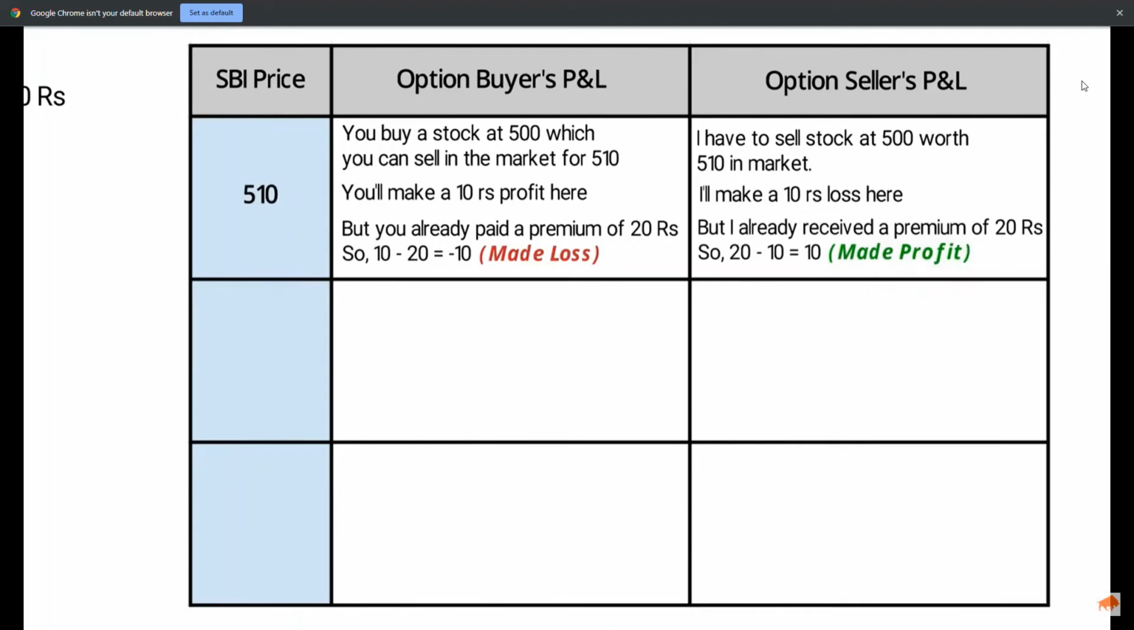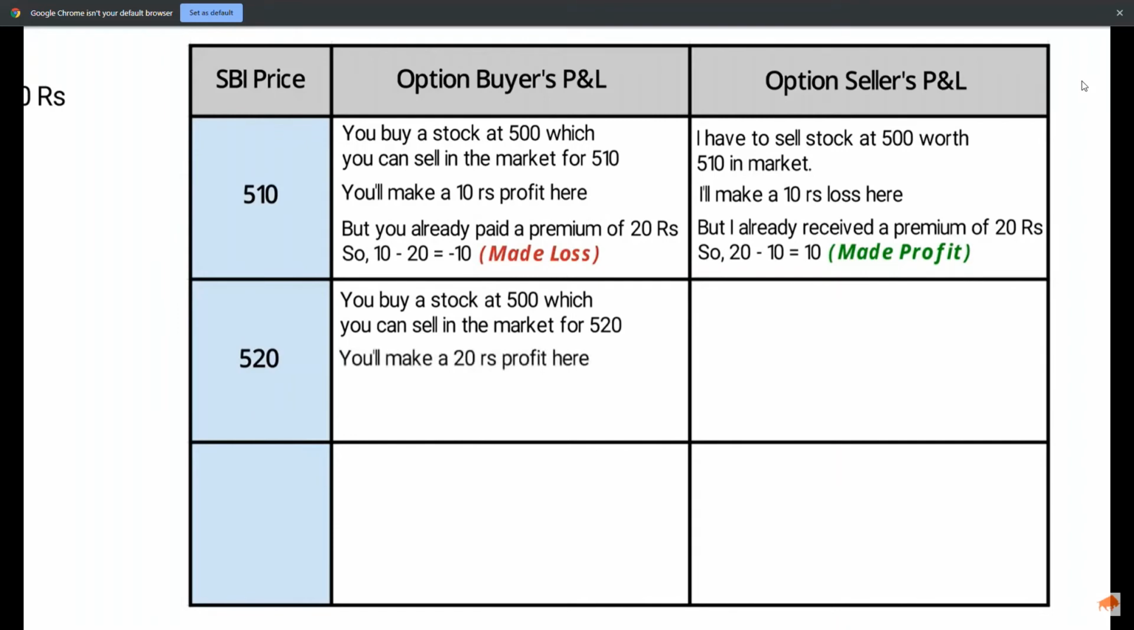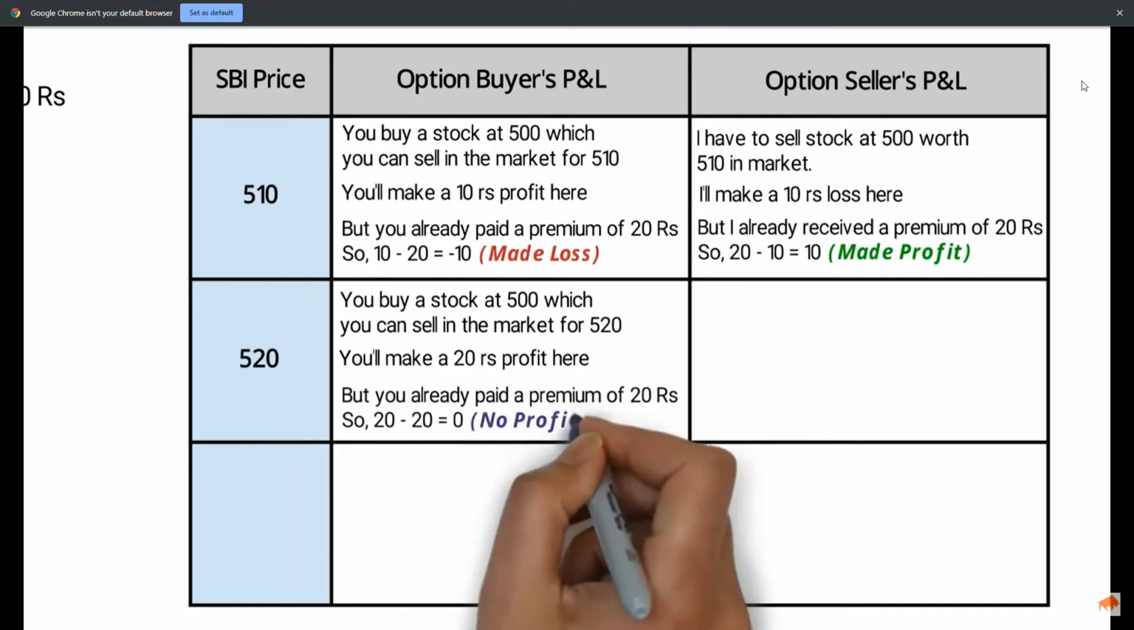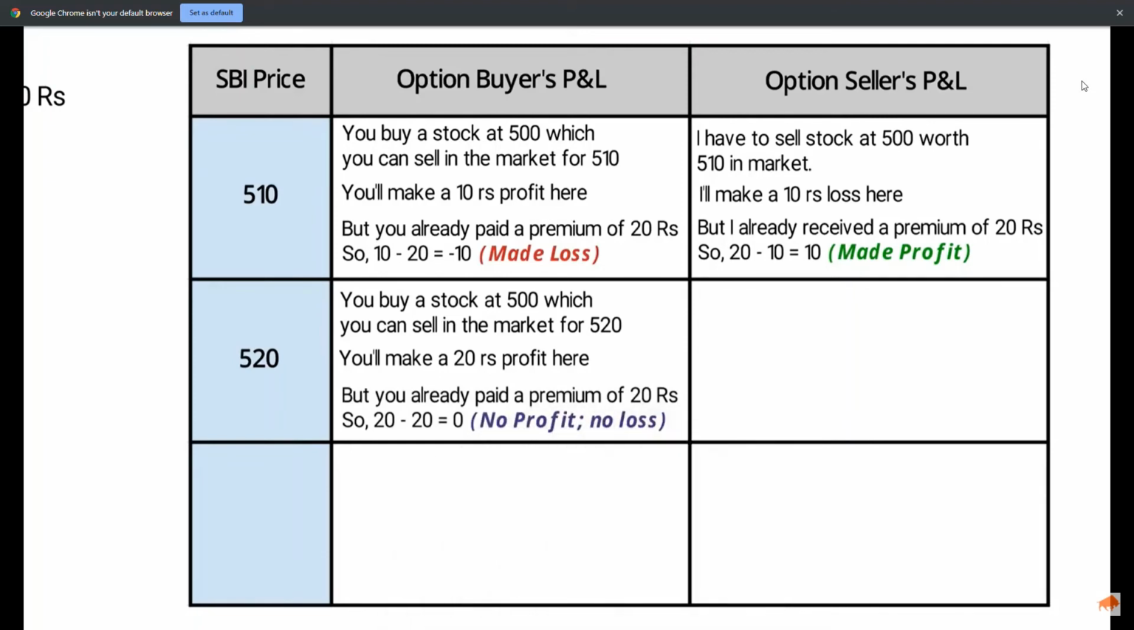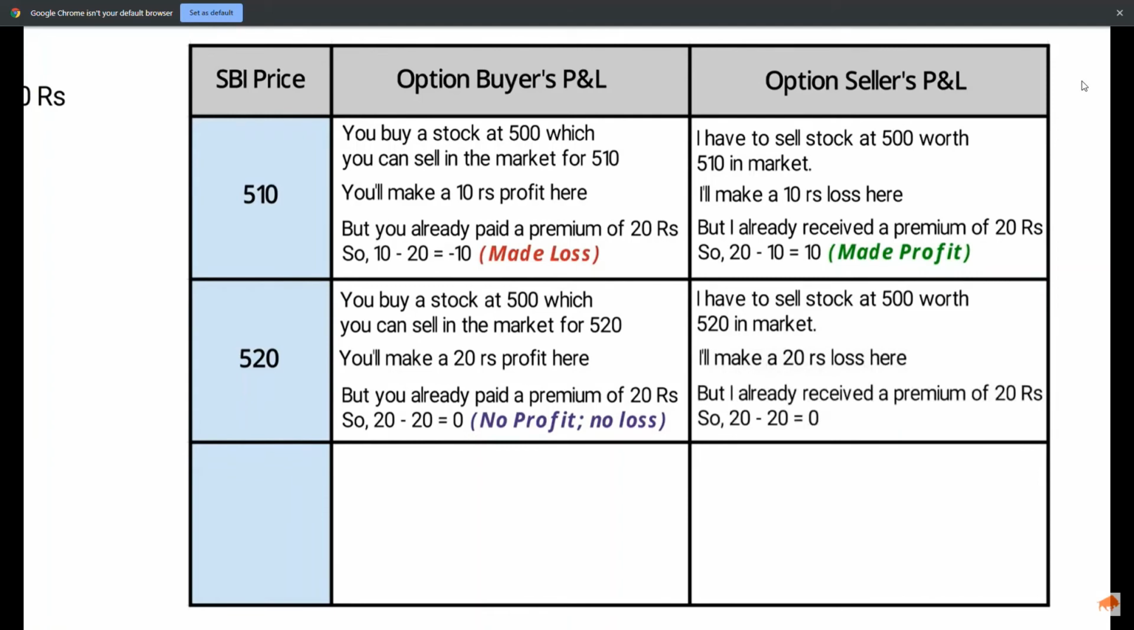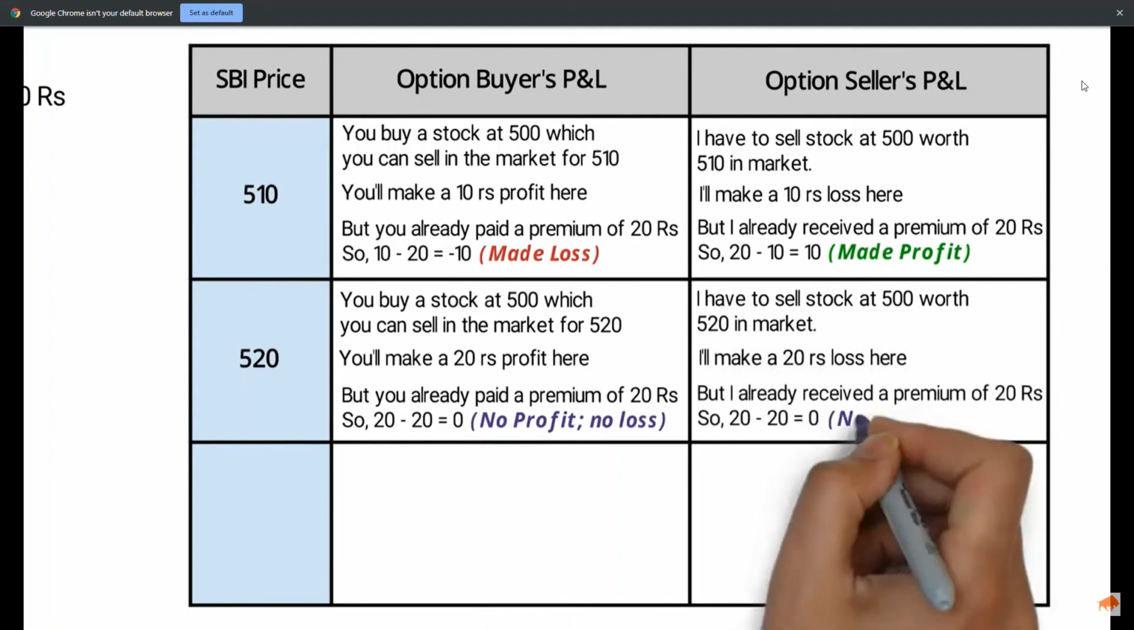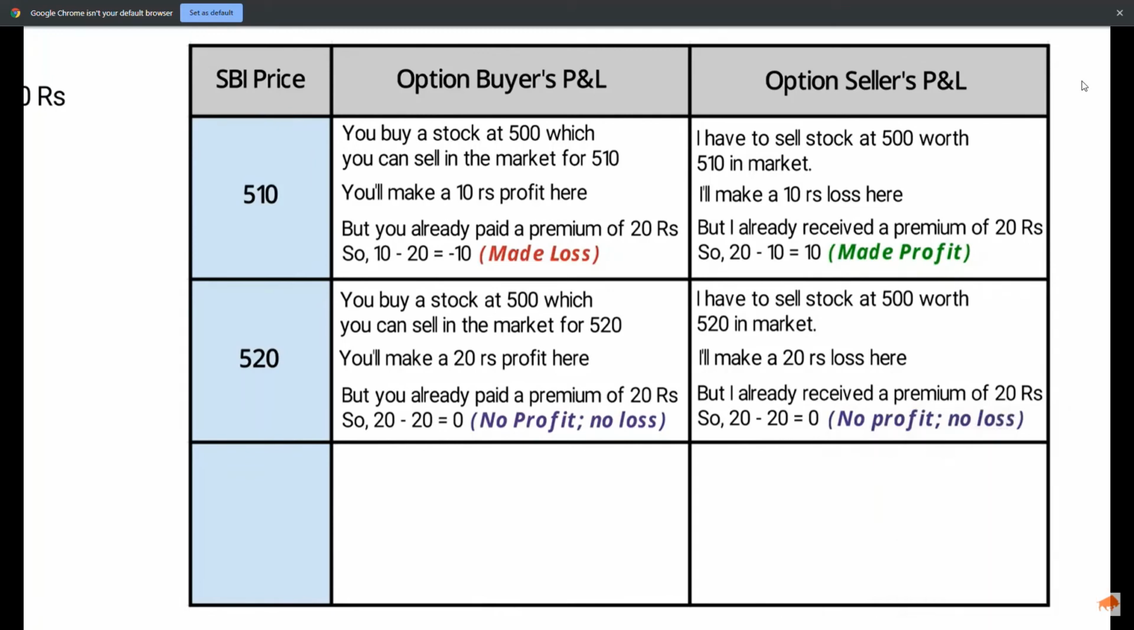If SBI price goes to 520, you will buy a stock at 500, which you can sell in the market for 520. You will make a profit of 20 rupees here, but you already paid a premium of 20 rupees. So you will end up in a no profit and no loss condition. As option seller, I have to sell a stock at 500, which is worth 520 in the market. I'll be making a loss here, but since I have received a premium of 20 rupees, I'll also end up in a no profit and no loss scenario.